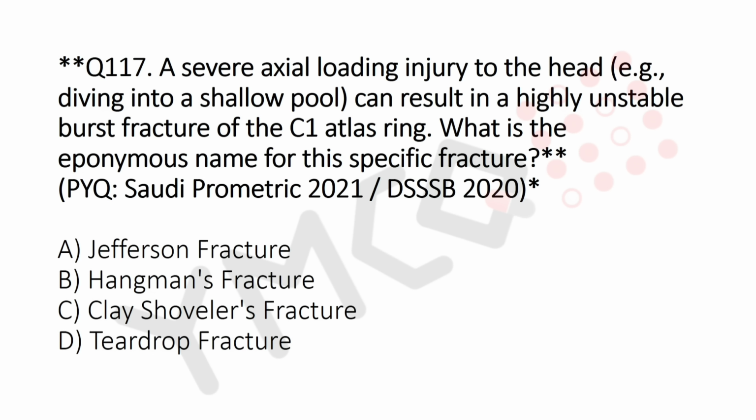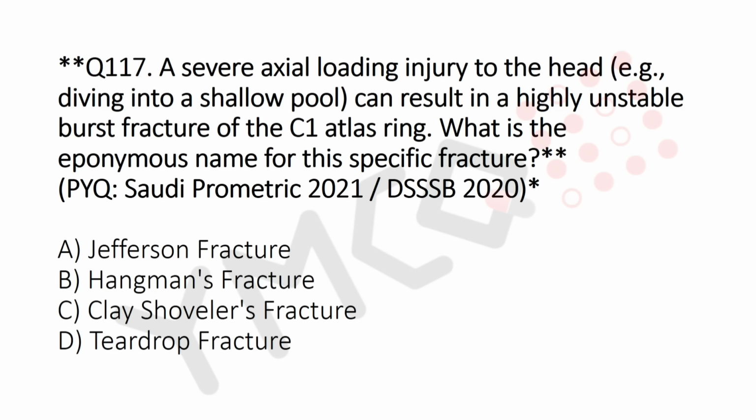A severe axial loading injury to the head can result in a highly unstable burst fracture of the C1 atlas ring. What is the eponymous name for this specific fracture? Option A, Jefferson fracture, option B, Hangman's fracture, option C, Clay-shoveler's fracture, option D, teardrop fracture.